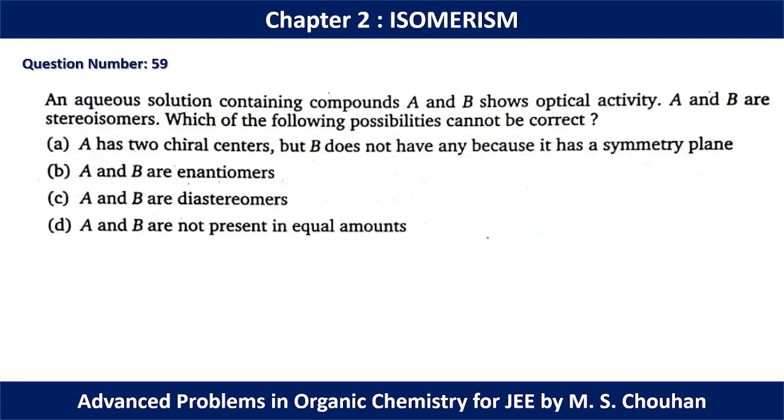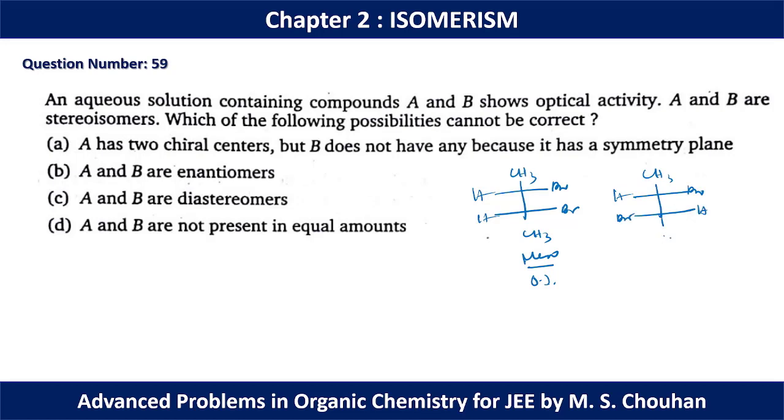In question number 59, a solution containing compound A and B shows optical activity, and A and B are stereoisomers. Which of the possibilities cannot be correct? A has 2 chiral centers, B does not have any. So if we think about this kind of situation, HBr, CHC, this is a meso compound, so optical activity is 0. This is optically inactive. But for a similar composition, we can have 2 chiral centers. So this is a non-meso molecule, an optically active molecule.